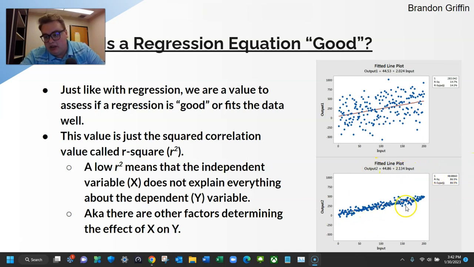So if we look at the bottom right here, we can see that the R squared says 86.5, and all of these blue dots are very closely hugging that red line. So the X variable explains 86.5% of the variability in the Y variable, aka we know 86.5% of the story. So that is very good. That means that our outcome is very highly tied to our X variable.